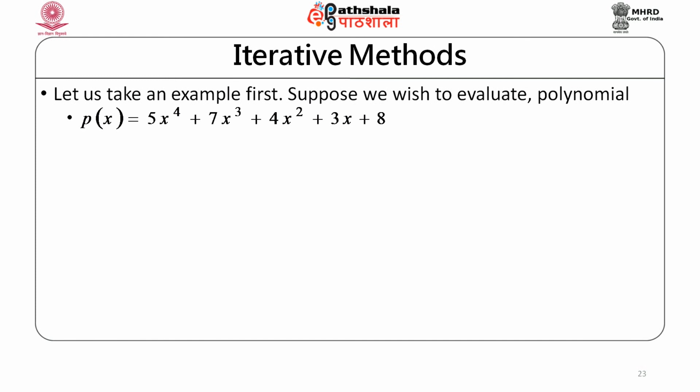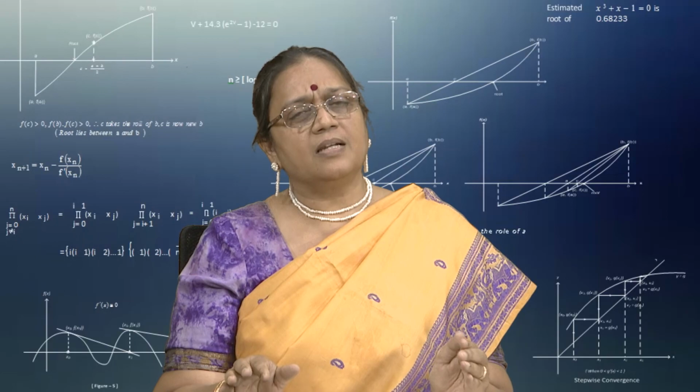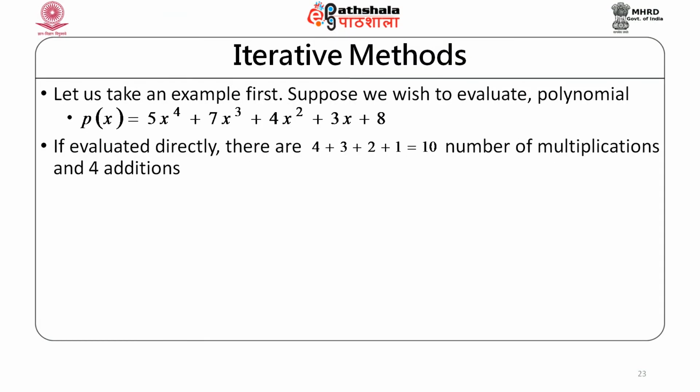efficient. Let us suppose we have this polynomial: 5x raised to 4 plus 7x cube plus 4x square plus 3x plus 8. Suppose I apply the Newton-Raphson method to this polynomial, and we write the function definition as it is, because each iteration of the Newton-Raphson method will involve evaluating this polynomial and its derivative at a point to get the next approximation.